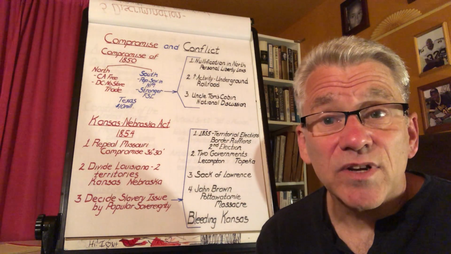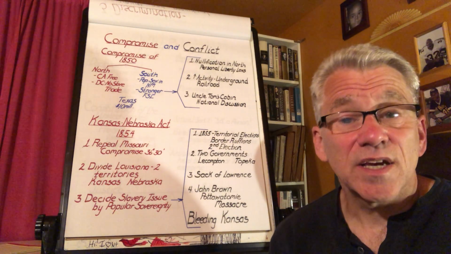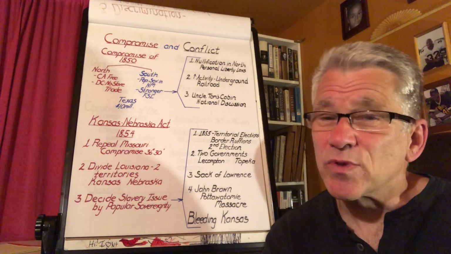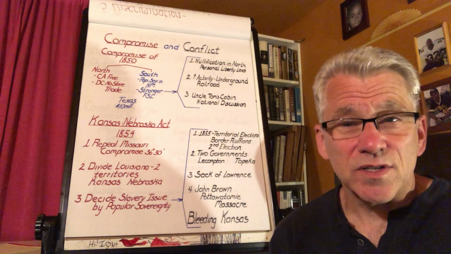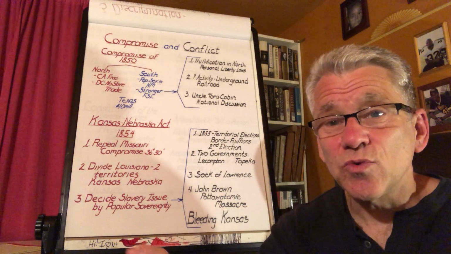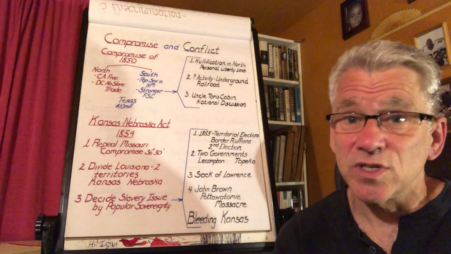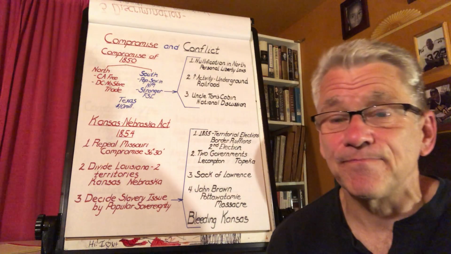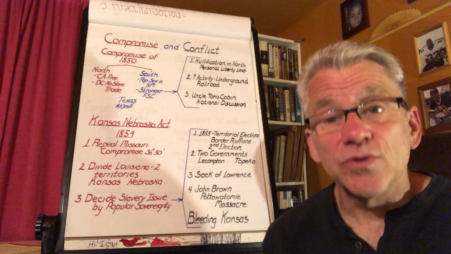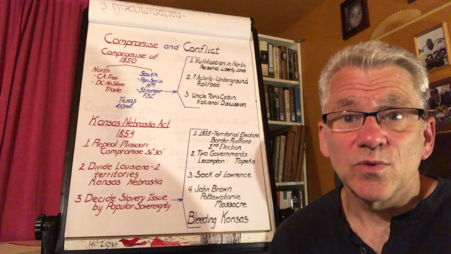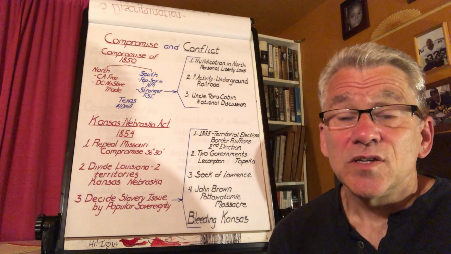4 years later, we have another act that would lead to conflict, the Kansas-Nebraska Act. Now, you remember the background. Stephen Douglas, a senator from Illinois, wanted to ensure that the Transcontinental Railroad would go through his state to enrich his state and himself. To do that, though, he had to organize the Louisiana Territory.